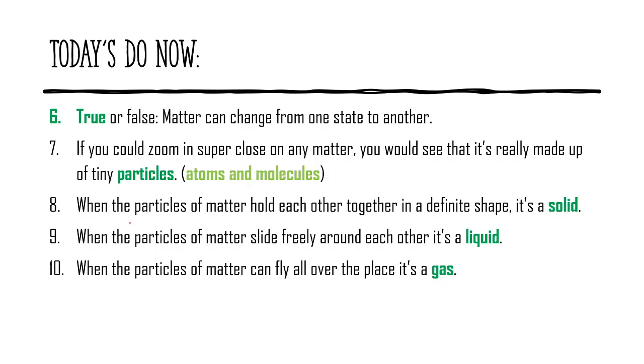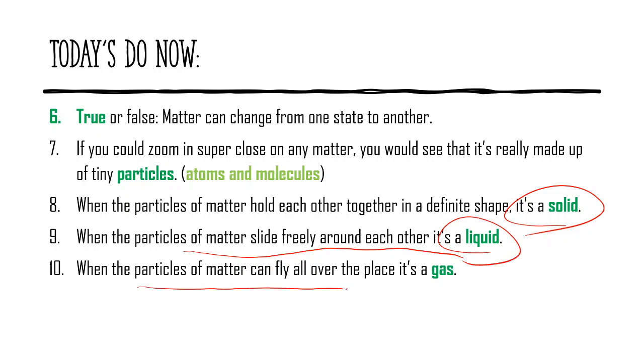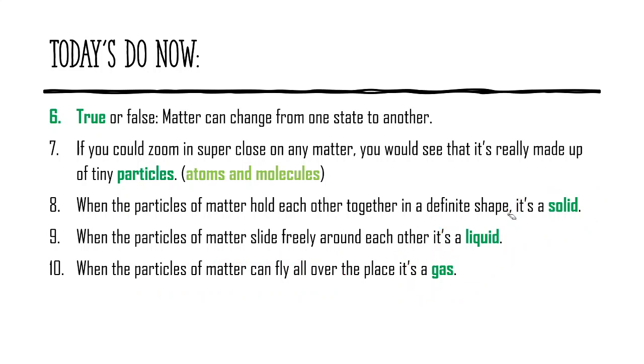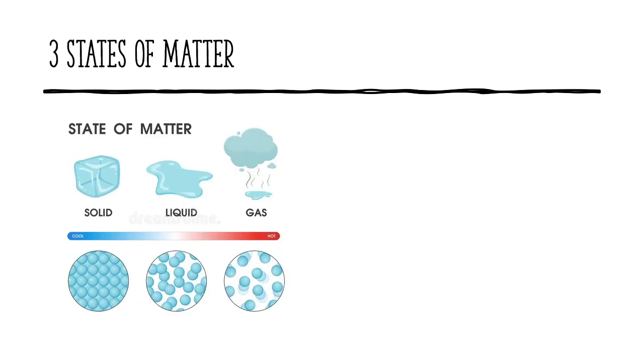Number 8, when the particles of matter hold each other together in a definite shape, it is a solid. Compared to number 9, when the particles of matter slide freely around each other, it's a liquid. And number 10, when the particles of matter can fly all over the place, it's a gas. So when you see things that are solid or liquid or gas, the reason that they are that state is really depending on what is going on with their particles at this super microscopic scale that you'd have to zoom in really close to see.